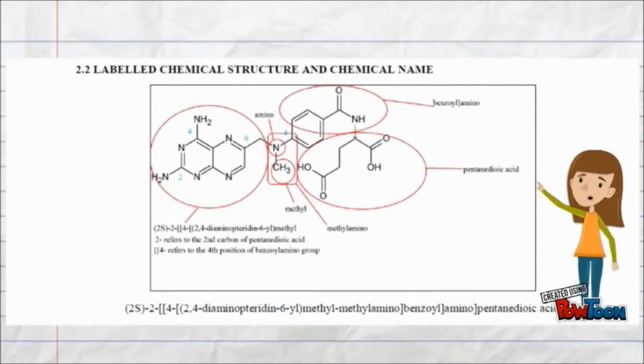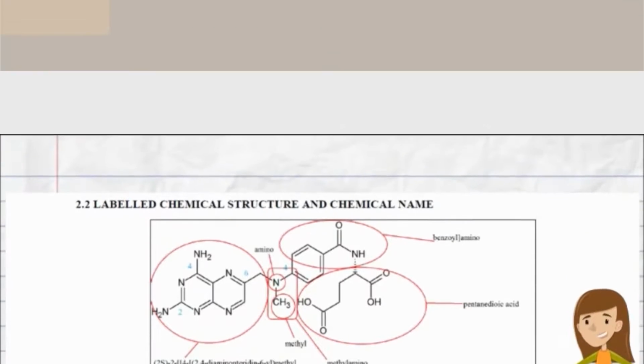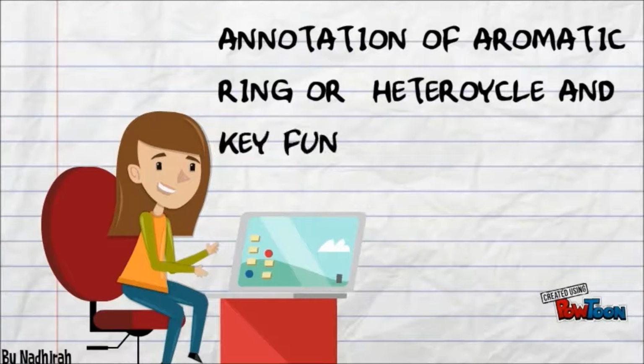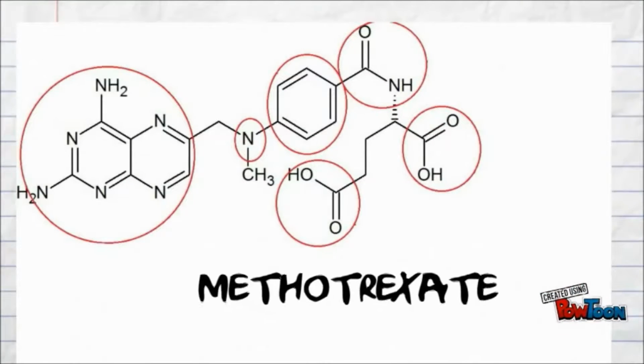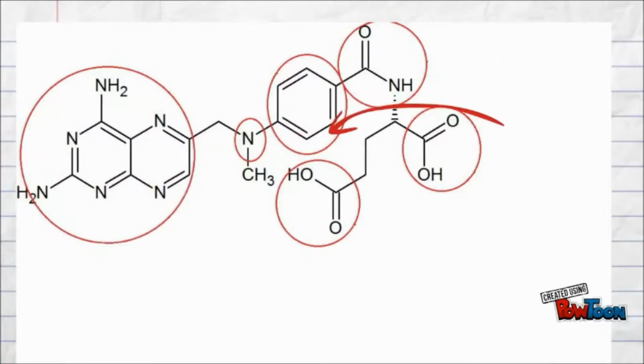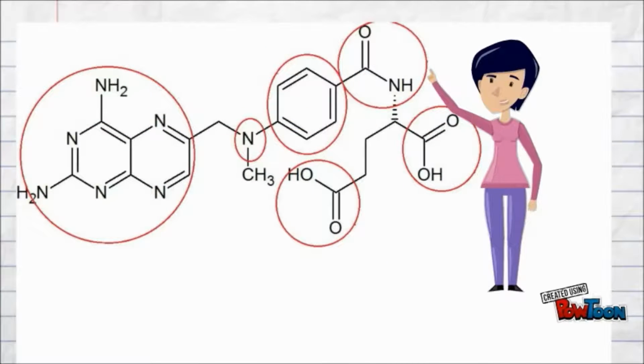Next, this is the labeled chemical structure and chemical name for methotrexate. Annotation of aromatic ring or heterocycle and key functional groups. This is the methotrexate structure. The first one is the diaminopteridine ring, amine, benzene, amine, and carboxylate group.